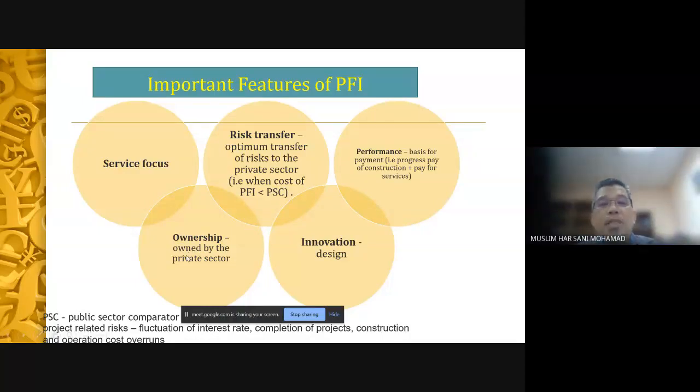Ownership is by the private sector, quite obvious. The facilities are owned by the private sector during the concession. Innovation in terms of design. At the bottom, there are also examples of project-related risk: fluctuations of interest rate, completion of projects, because it's a construction project, and construction and operation cost overrun, which is what is being decided. But all this should be clearly prescribed or written as part of the contracts.